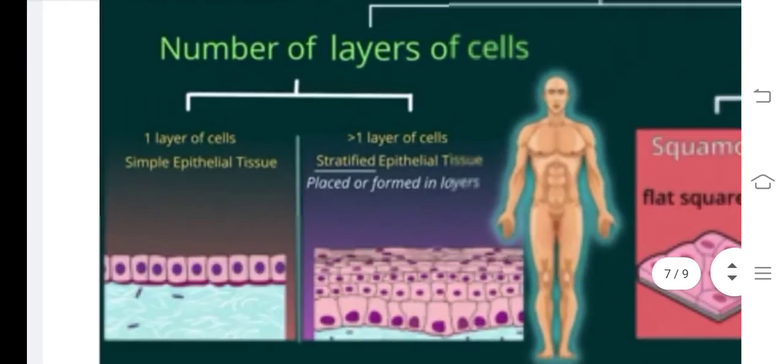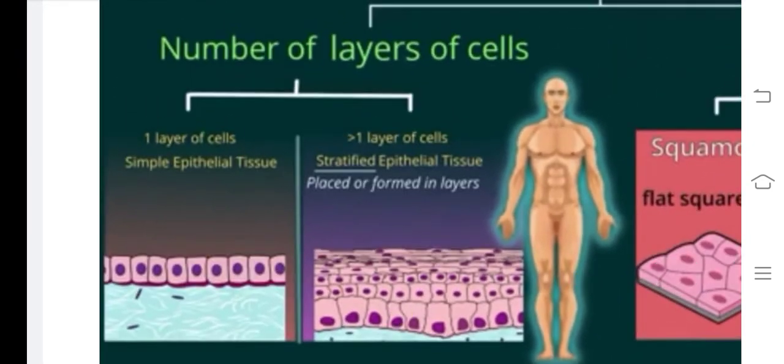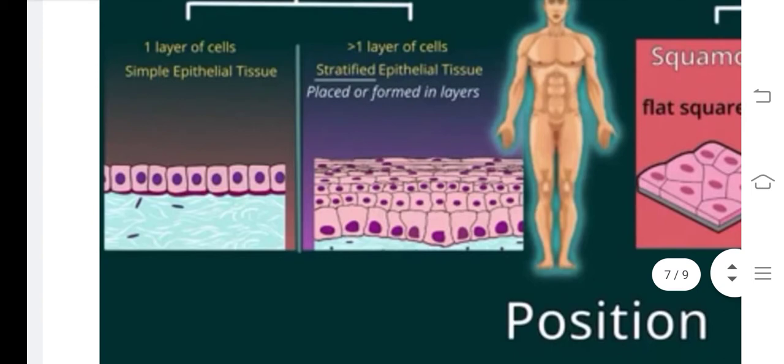Epithelial tissues are classified into two categories based on what factor? Based on the layer of cells, one is called simple epithelial tissue. Another one is stratified. Stratified means, ma'am, simple opposite complex? No, children, not like that. It is based on the arrangement of layers. They are classified into simple epithelial tissue and stratified epithelial tissue.